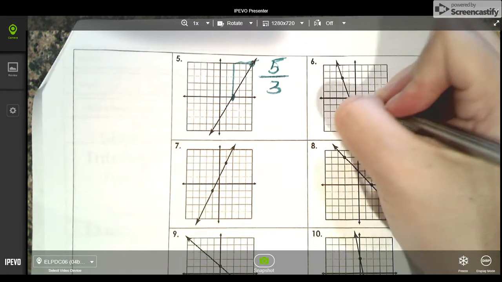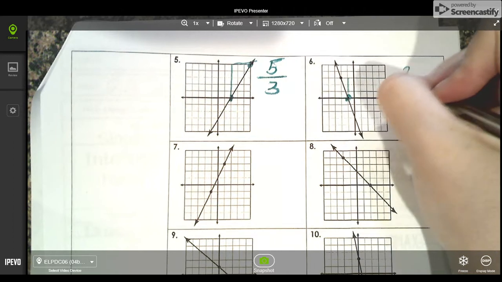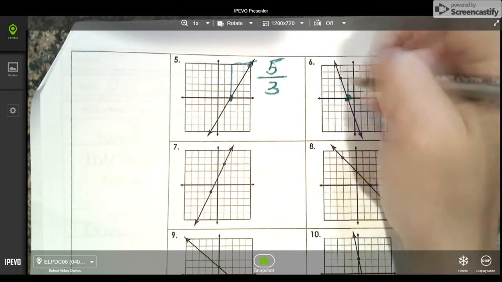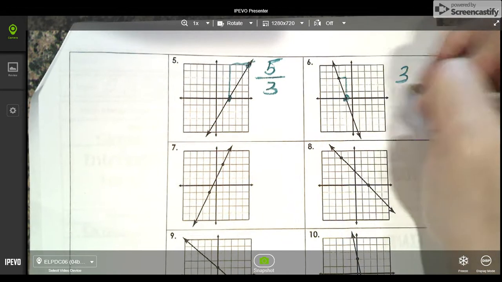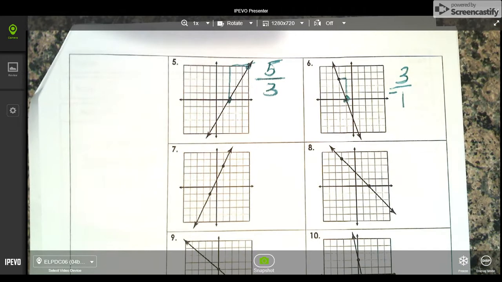And then for 6, start your lowest dot, 1, 2, 3 up, and then 1 over, and I went left, so it would be negative. It doesn't matter where you put the negative as long as you have the negative. So you can put it out front or with a 3, it doesn't matter.